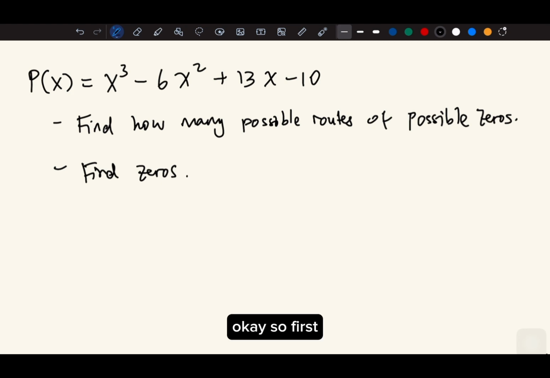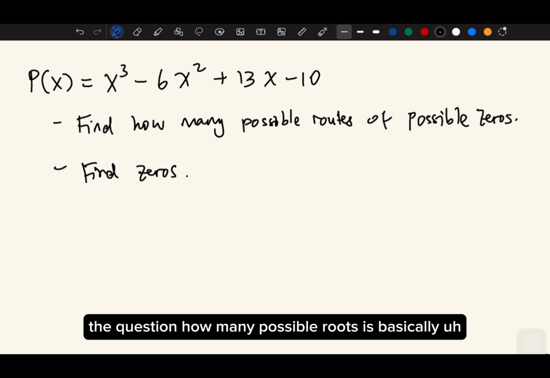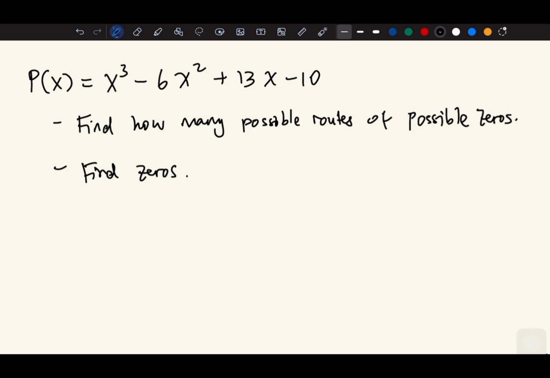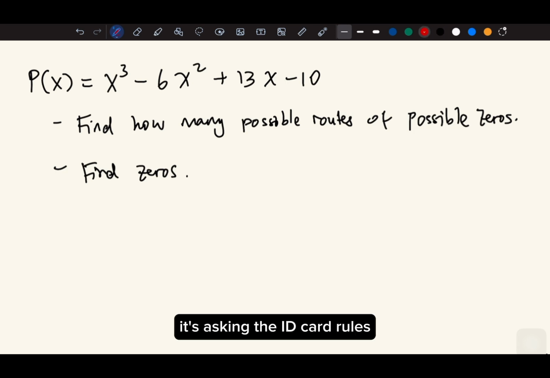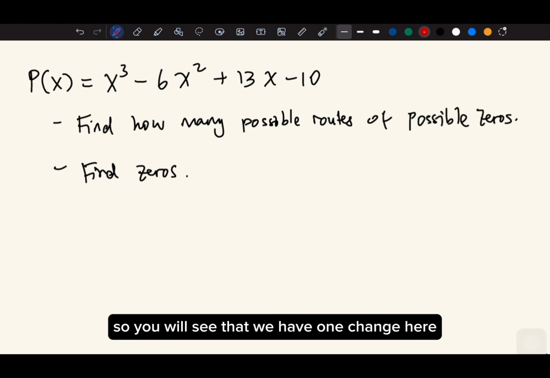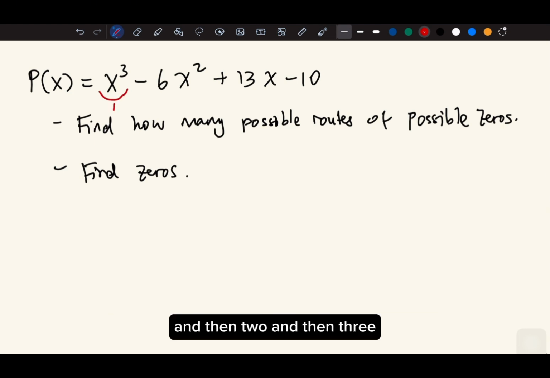Okay, so first, the question of how many possible roots is basically asking for Descartes' rule. So you will see that we have one change here, right, and then 2, and then 3.